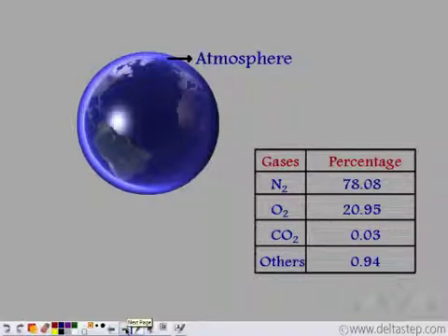It contains nitrogen, oxygen, carbon dioxide, and other gases like water vapor. And it has a fixed percentage in the atmosphere. Like nitrogen has a percentage of 78%, carbon dioxide has a percentage of 0.03%, oxygen is approximately about 21% in the atmosphere, and the other gases together form about 0.94% in the air.